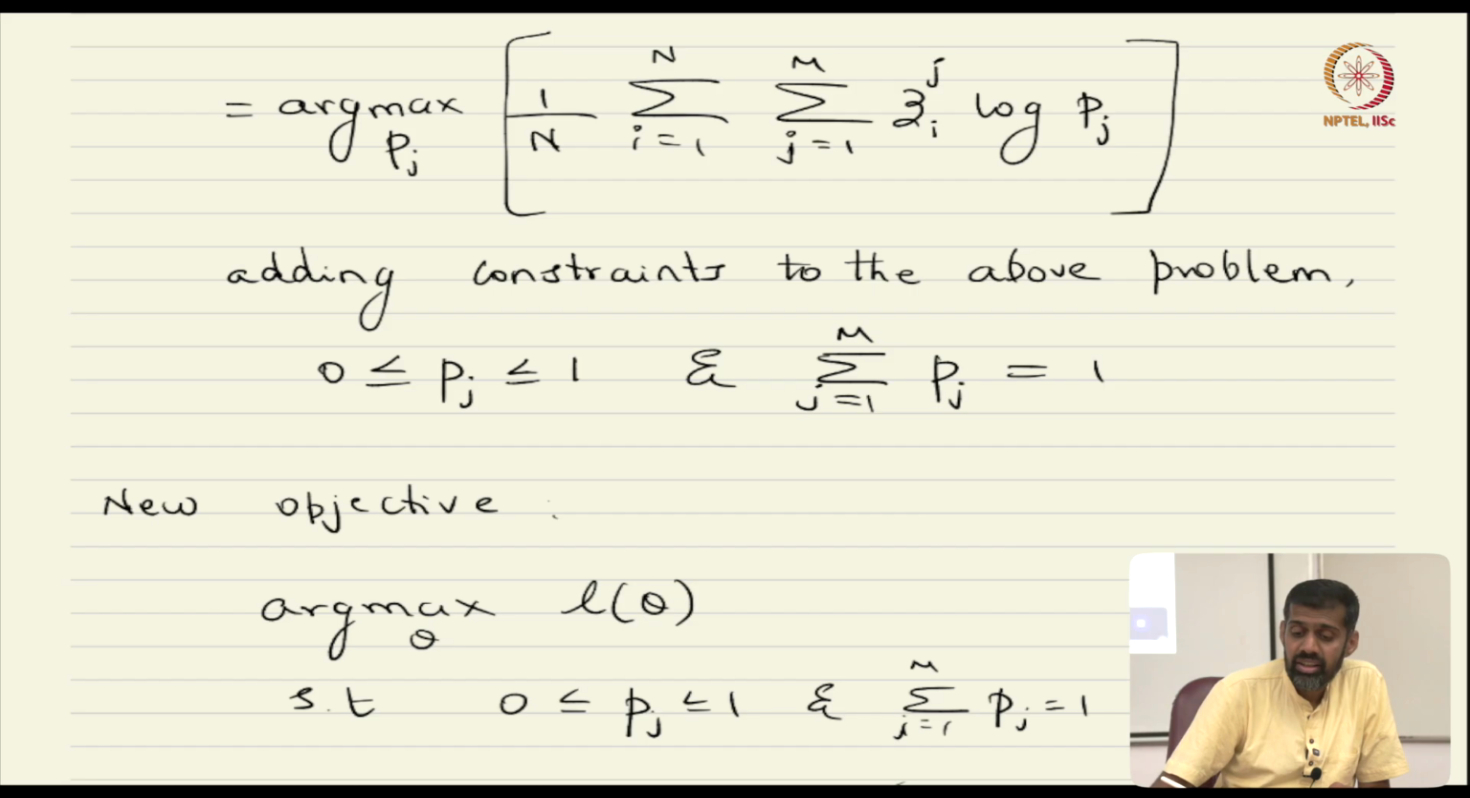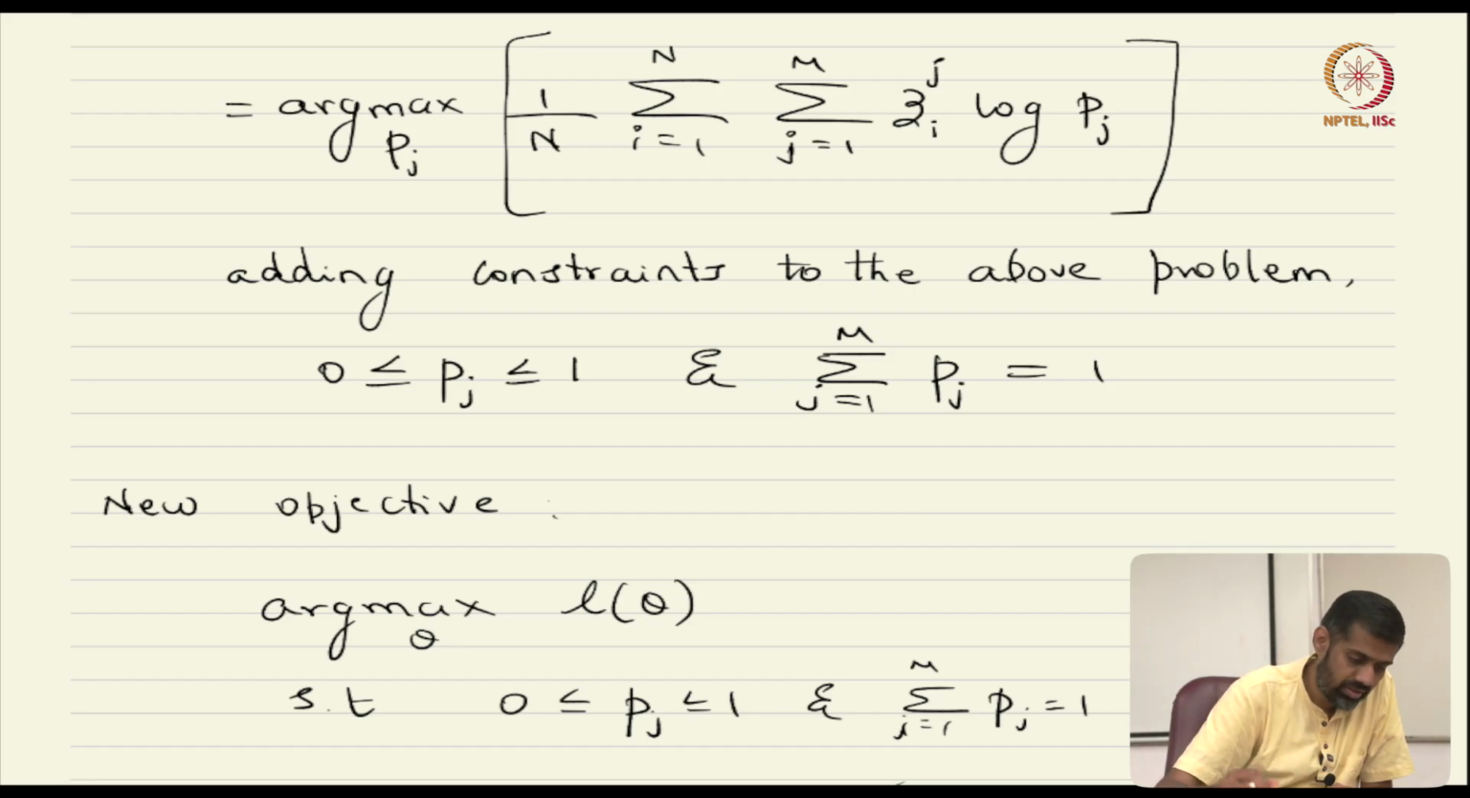Now how do you solve a constrained optimization problem? So the new problem is L, the new objective function. So arg max, maximize L theta subject to it's bounded and it adds to 1.